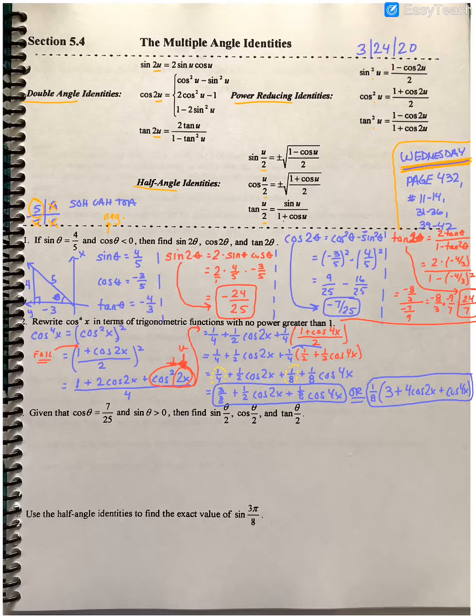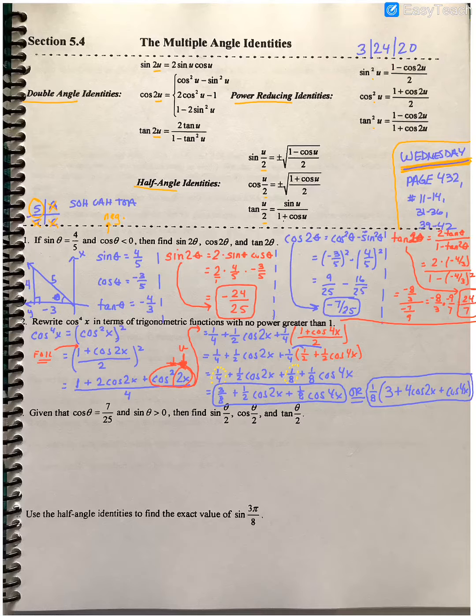Okay, continuing along. So far you'll notice we've used the double angle identities, the power reducing identities, and now we are going to be talking about half angle identities. And this is going to be an example of just how to use the half angle identities. So, given that cosine of theta is 7/25 and sine of theta is greater than 0, find sine of theta over 2, cosine of theta over 2, and tangent of theta over 2.